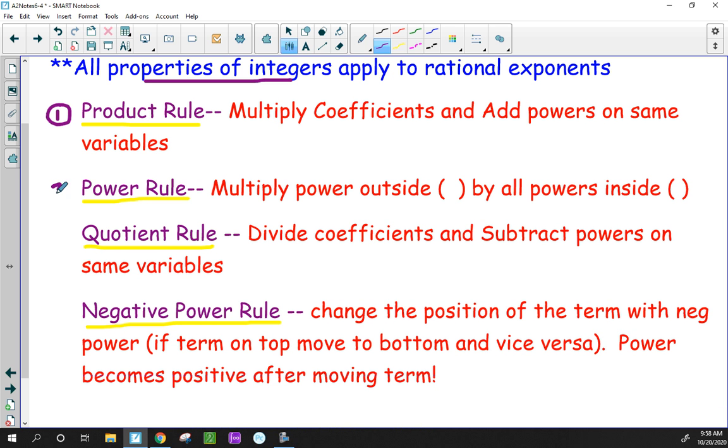Number 2, power rule. Well, it's going to work the same in this section. If I have a monomial and I see a big parentheses and a big power on the outside, I'm going to multiply that power outside parentheses by all the powers on the inside. Quotient rule. Quotient means division. So when I see monomial divided by monomial, I'm allowed to divide coefficients. Remember, coefficients, number being multiplied by the variable. I'm allowed to divide coefficients and subtract powers as long as it's the same variable, same letter.